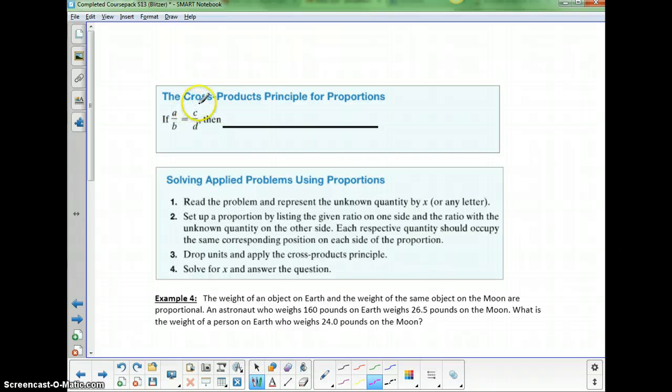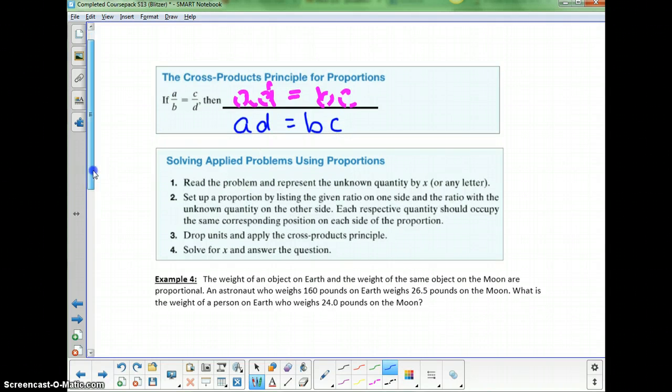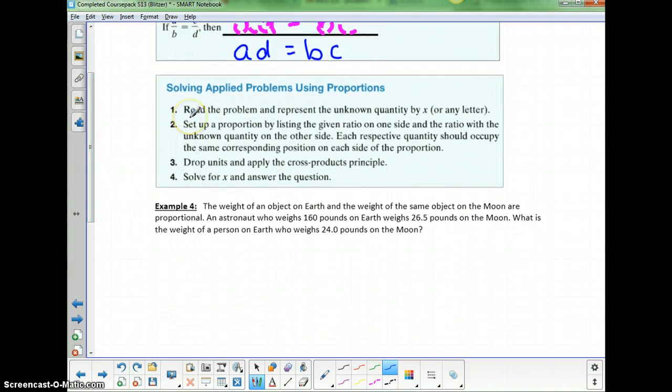So if a over b is equal to c over d, then a times d is equal to b times c. Let me write that again with a better marker. A times d equals b times c. Okay. And we'll just use that property to simplify the way we solve proportions.